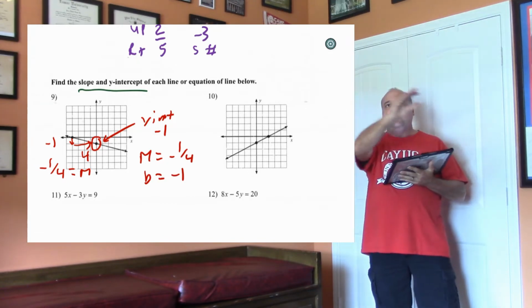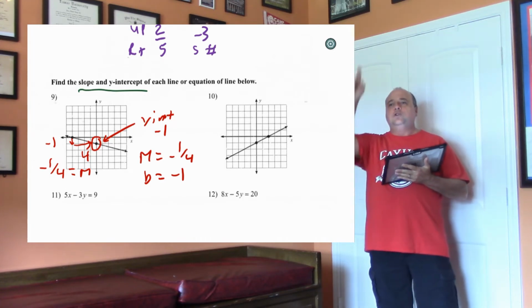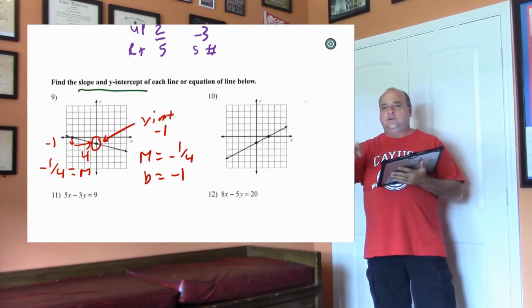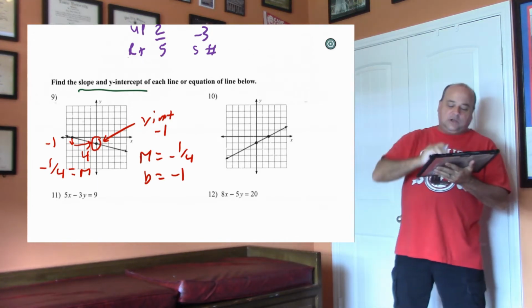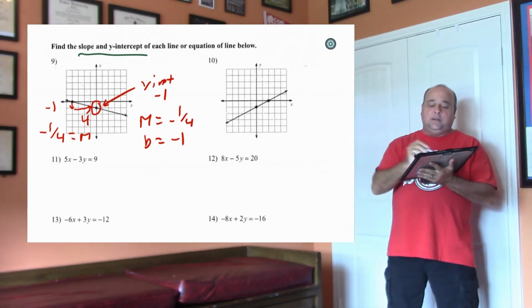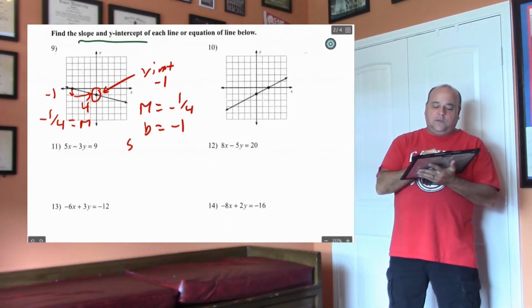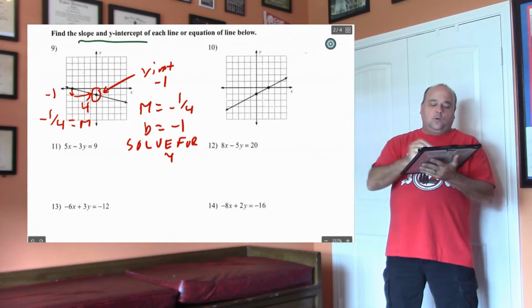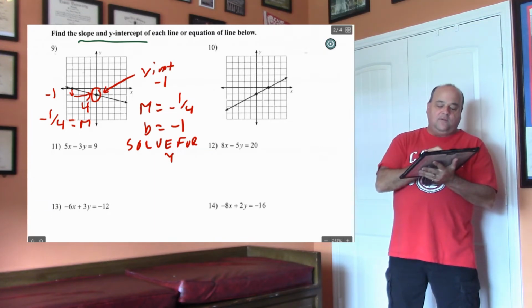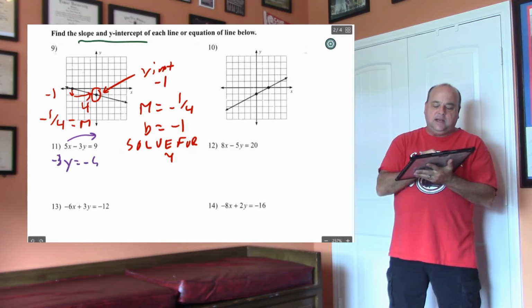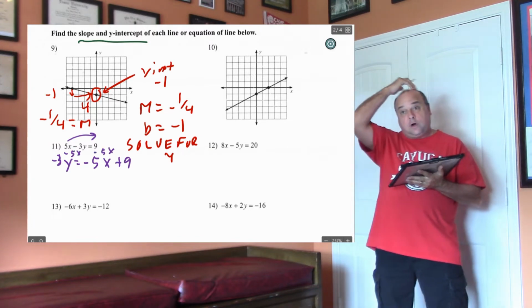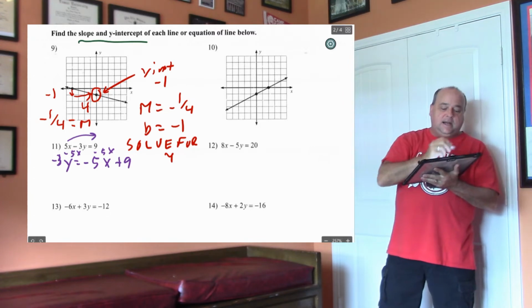Remember, for your slope, you go from the left dot to the right dot, left dot to the right dot. You go up or down to the right. If you go down, the slope's negative. If you go up, the slope's positive. Let's go to number 11. We want the slope and the y-intercept, so we need to solve for y. So on these problems, write down solve for y. So on number 11, I'm going to move the 5x to the right. So negative 3y equals negative 5x plus 9. Remember that 5x is going to switch signs when you move it across, won't it? Now then I'm going to divide by negative 3.